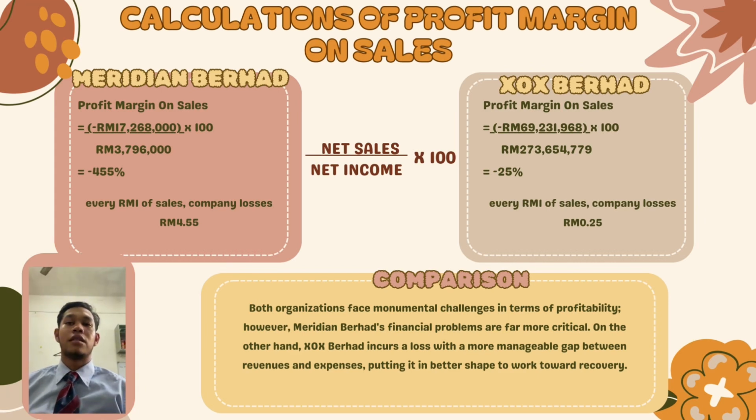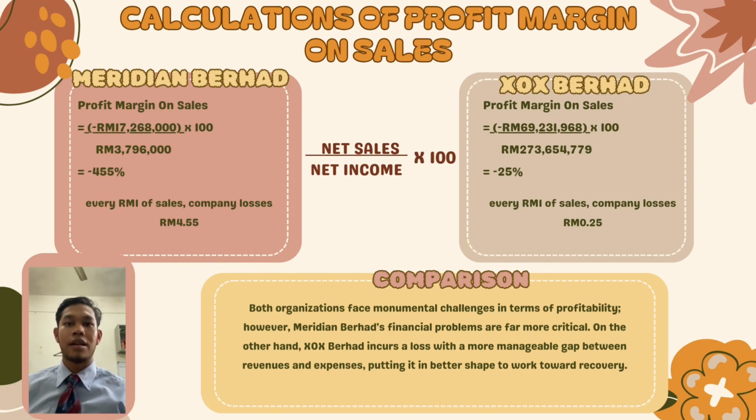The profit margin on sales of negative 455% shows Meridian Berhad is not generating enough profit to cover their expenses. The value of negative 455% indicates that for every 1 ringgit of sales, the company loses 4 ringgit and 55 cents. A loss margin indicates that Meridian Berhad's revenue is insufficient to cover their cost.